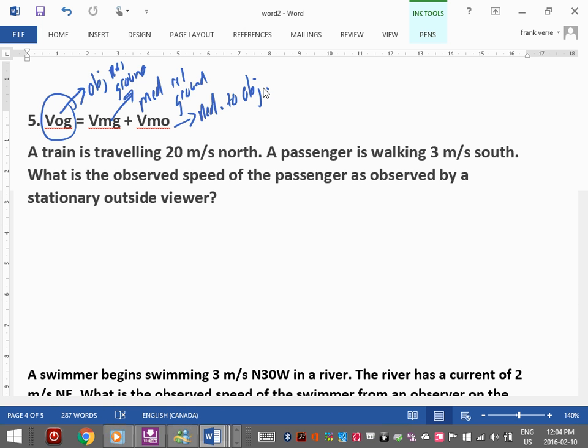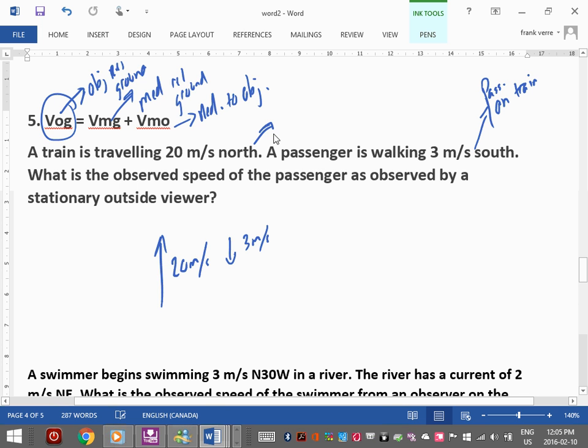This number 5 is exactly the same as a water balloon, but instead of a car, I give you a train. Instead of a water balloon, I give you a passenger that's moving. So a train is traveling 20 meters per second north. So we have a train going north, 20 meters per second. And we have a passenger going 3 meters per second south. But obviously, this would be the speed of the passenger on the train. So this is the passenger on train.